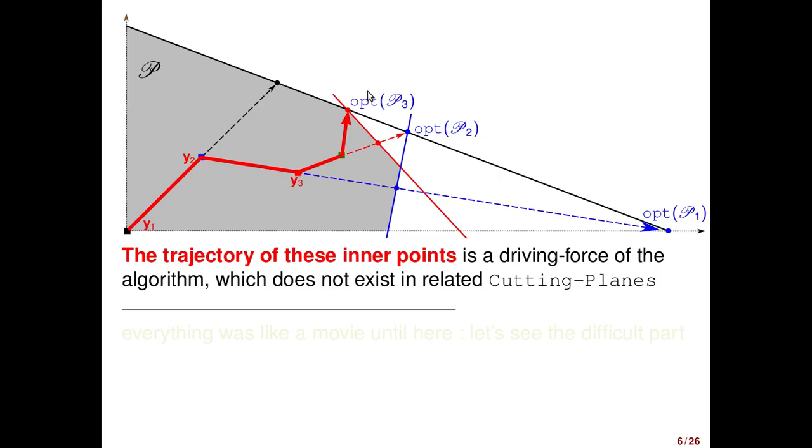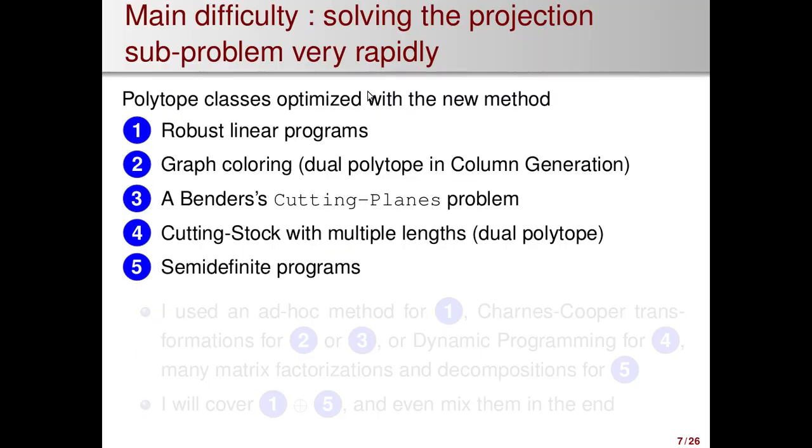This is a feature that does not exist in other cutting planes algorithms. I mean, even in some cutting planes algorithm, you may always find some local problem-specific ways to find inner solutions while performing cutting planes. They are usually a byproduct of the algorithm. Okay, everything was a bit like in a movie up to here. What is the difficult part is solving the projection, so more on that later.